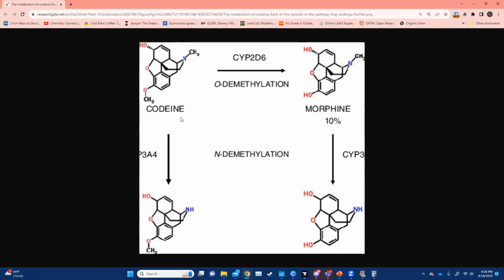What ends up happening is 90% of codeine goes through N-demethylation. So they take this methyl group on this nitrogen here and remove it, pops it right off. This is norcodeine, I think, which is an inactive metabolite. It doesn't do anything. About 10% of codeine, however, is sent through CYP2D6 into morphine, which is the actual effect of codeine. So if we want the anti-cough, anti-pain effect of codeine, which enzyme do we prefer, 3A4 or 2D6? We want 2D6.